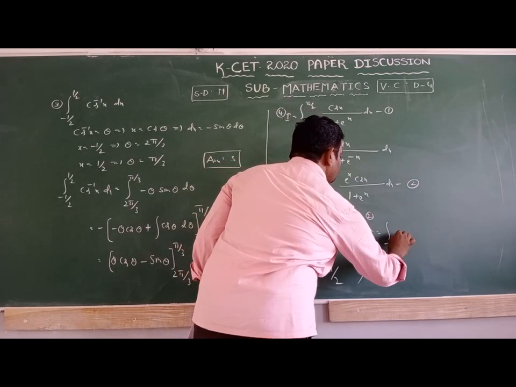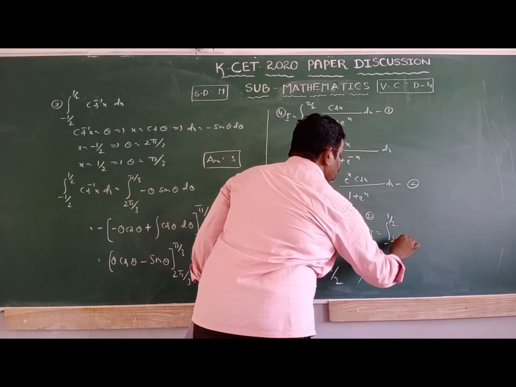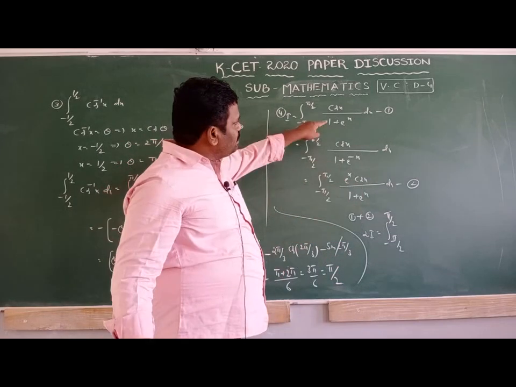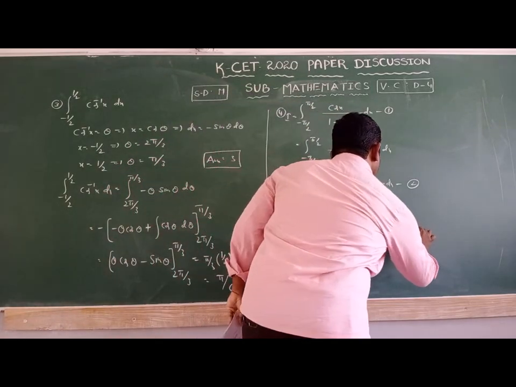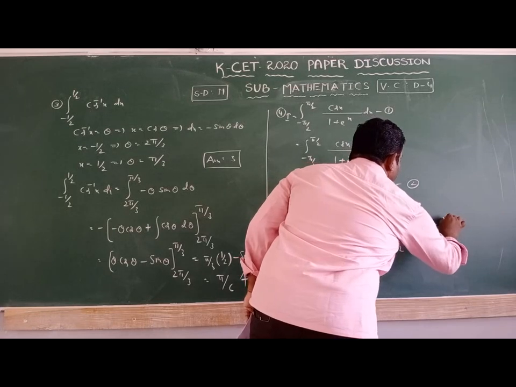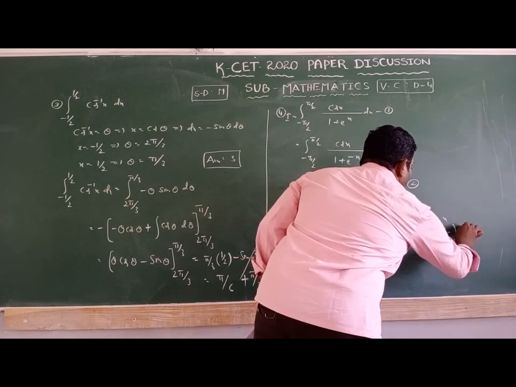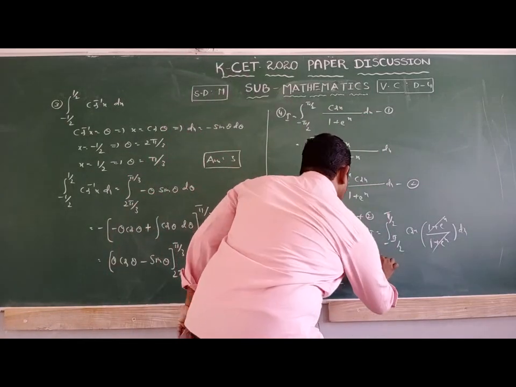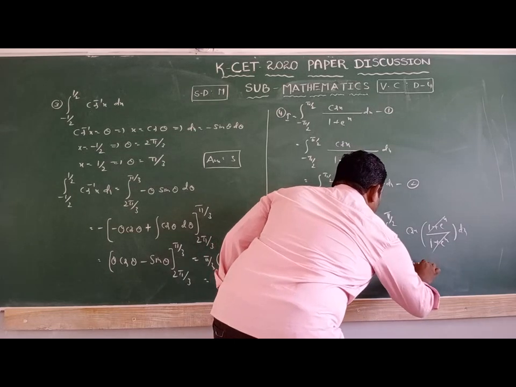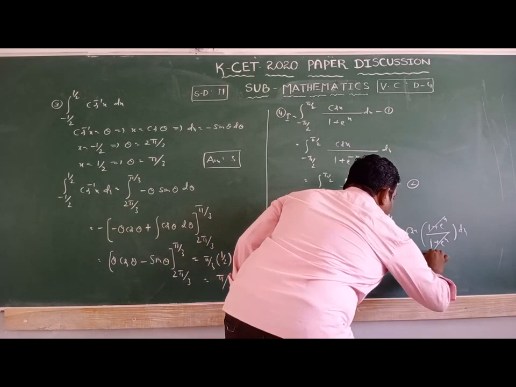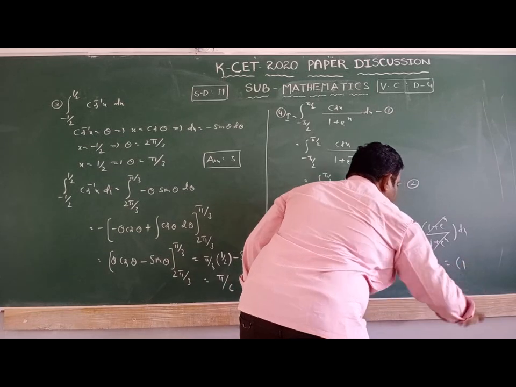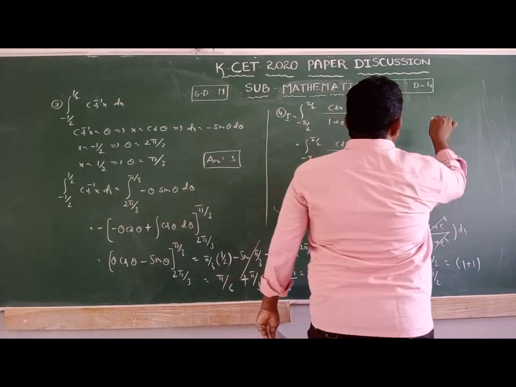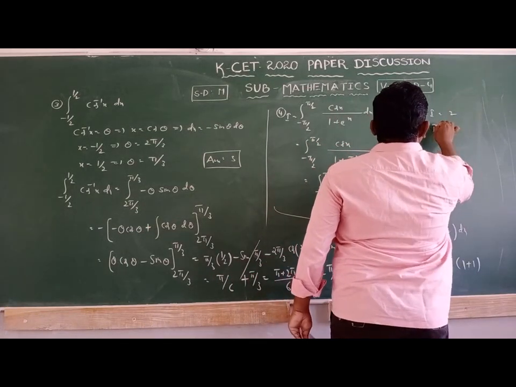Now if you add these two, 1 plus 2, then 2I is equal to integral from minus pi by 2 to plus pi by 2. Now these two, if you add, cos x is common, then 1 plus e power x by 1 plus e power x dx value. These two cancel. So cos x integration is sin x, then 2I is equal to sin x from minus pi by 2 to plus pi by 2. Sin pi by 2 means 1 value, minus sin of minus pi by 2 means 1 value. So 2I is equal to 2, then I is equal to 1.